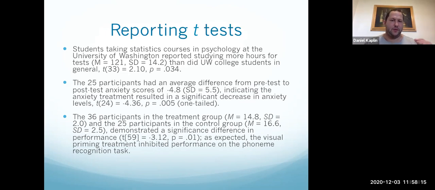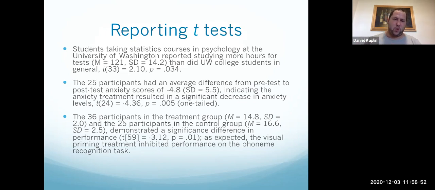Now, another example: the 36 participants in a treatment group, mean equals 14.8, standard deviation equals 2, and the 25 participants in a control group, mean equals 16.6 and standard deviation equals 2.5, demonstrate a significant difference in performance. T, 59 degrees of freedom, equals negative 3.12 with a p-value equal to 0.01. Now that's interesting. The degrees of freedom up to this point were put in parentheses with soft brackets.